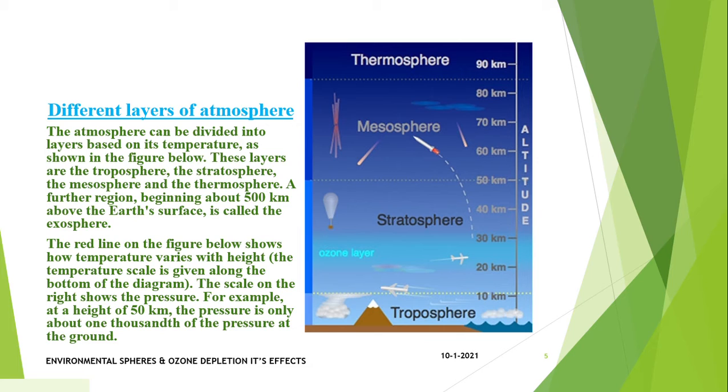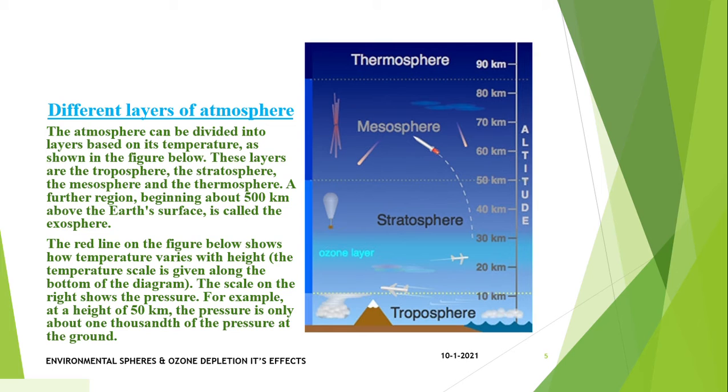As you can see, the scale on the right shows the pressure. So let's have another example. For example, at a height of 50 km, the pressure is only about one thousandth of the pressure at the ground. Then we have stratosphere.